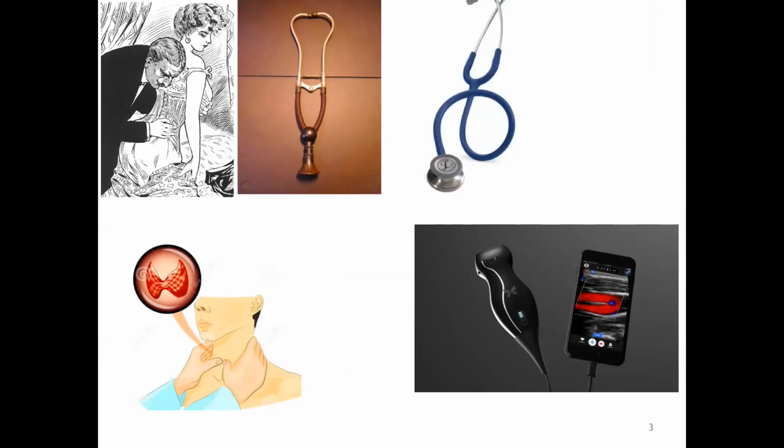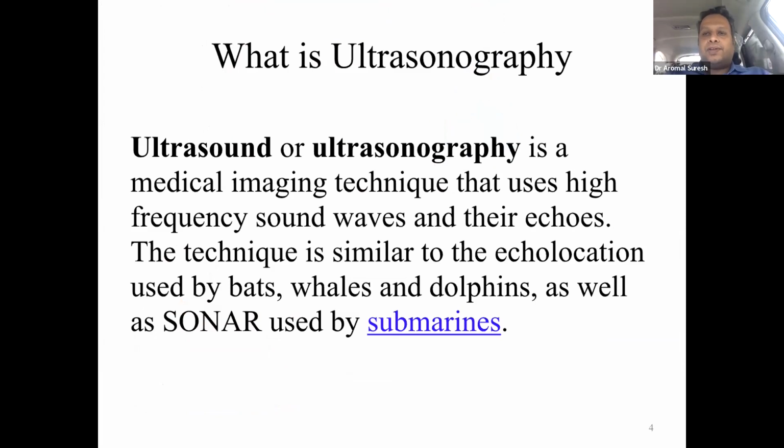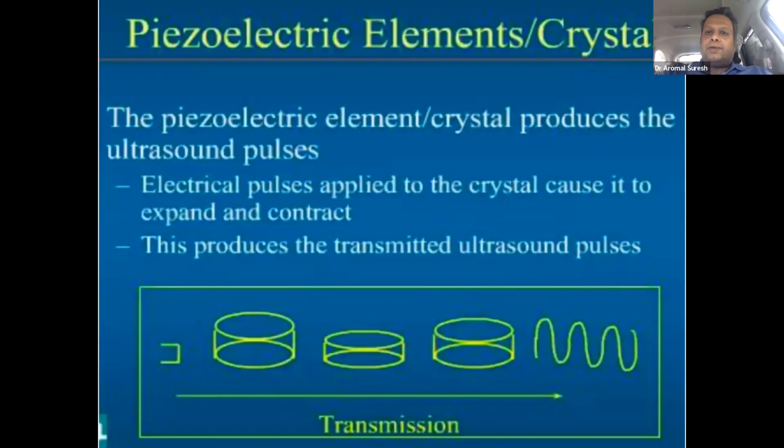It's better now. Okay. So first of all, we should know what ultrasonography is. Ultrasonography is a medical imaging technique that uses high frequency sound waves and their echoes. The technique is similar to the echo localization used in submarines. Basically, piezoelectric elements produce electrical pulses, so the electrical energy is converted to ultrasound waves, which pass through the tissue, and you get reflected waves from the tissues.